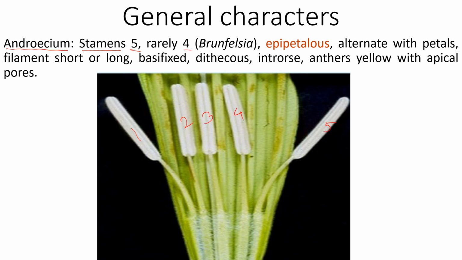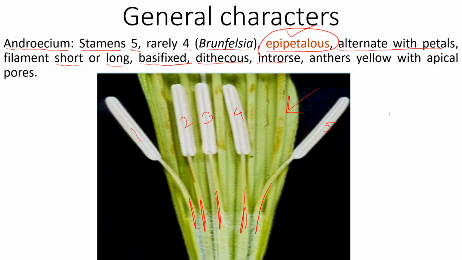Rarely 4 in case of Brunfelsia. It is epipetalous. So these are actually the petals, and the stamens are attached here at the petals, and hence this condition is called epipetalous condition. They are alternate with the petals. Filaments are short or long, but it is basifixed, dithecous, introrse, anthers yellow with apical pores.